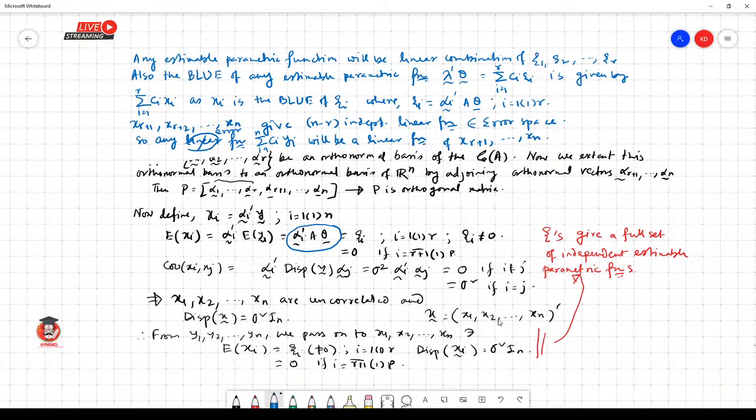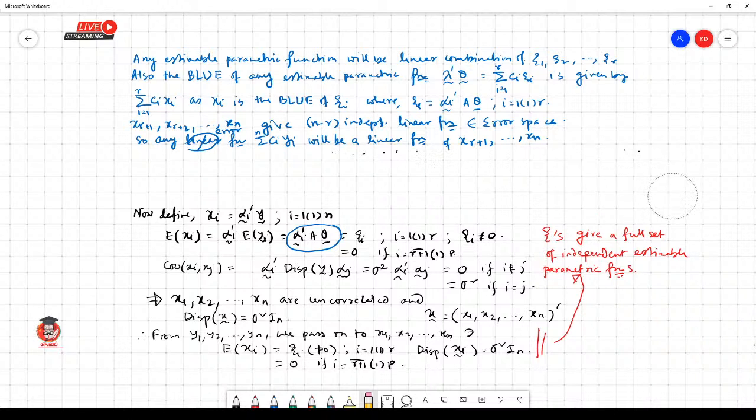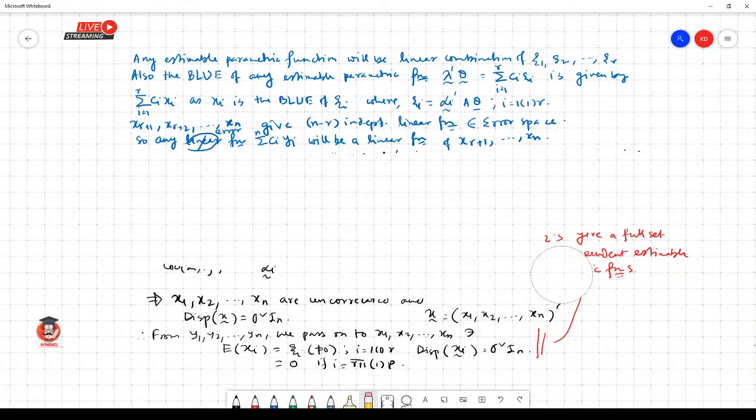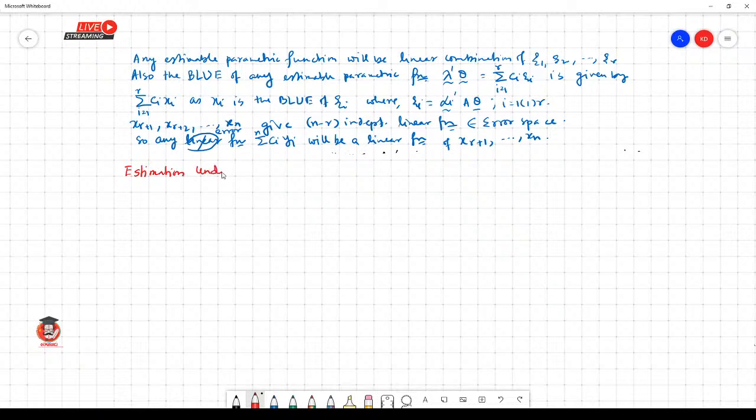Okay. So have you any question? Please tell me. So this is the utility of canonical form. And it breaks into two parts. First part gives the best linear unbiased estimator, and second part gives the error function. Okay, so next portion is estimation under correlated model.